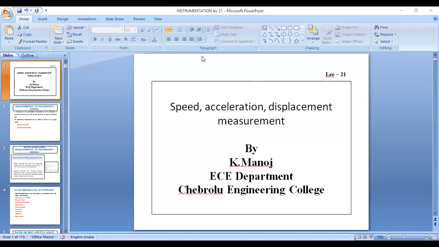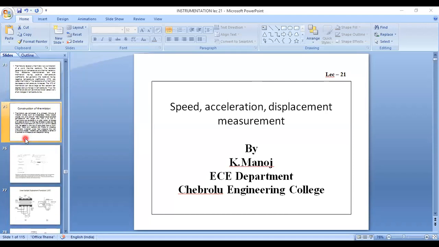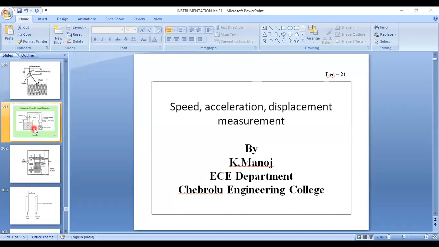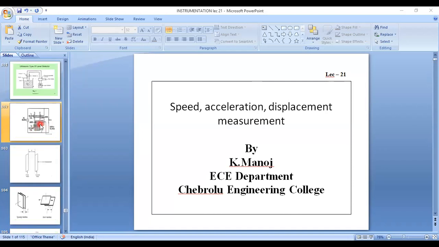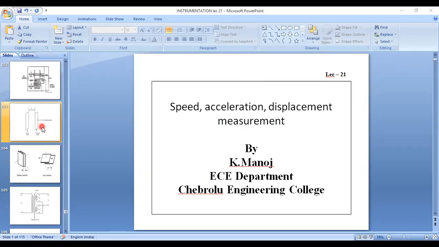In the previous class, we have seen measurement of liquid level, different methods of measuring a liquid level. So let us move on to measurement of displacement. Already I have covered this topic while telling some examples of capacitive transducers. Let us quickly revise the concepts which we have already discussed on these measurements.